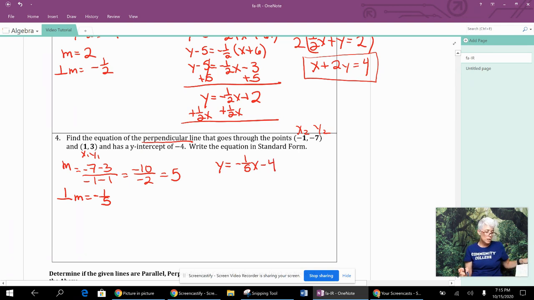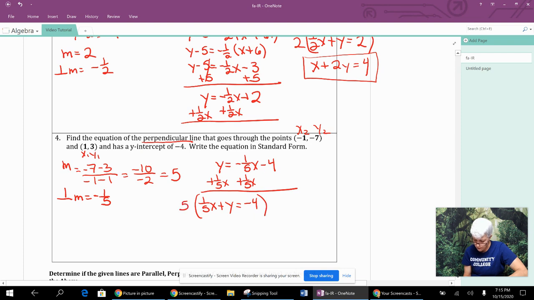I need to put this in standard form. So I'm going to move this over, which is nice because it's going to get rid of that negative. And I have 1/5 x plus y equals a -4. And I'm going to get rid of the fraction by multiplying by the denominator. So I end up with an x plus 5y equals a -20. And that is my answer.